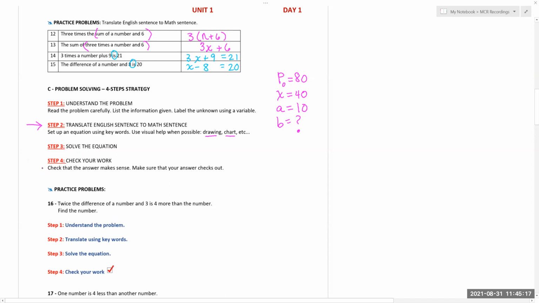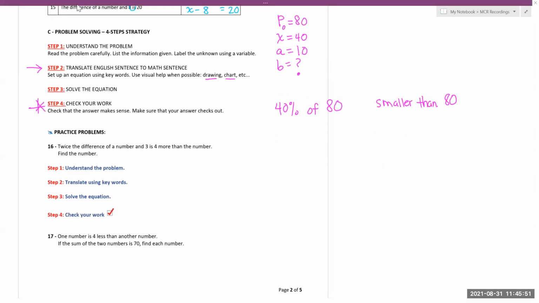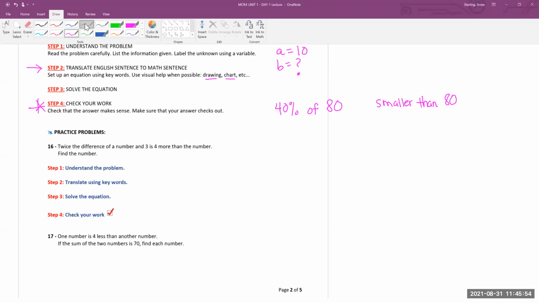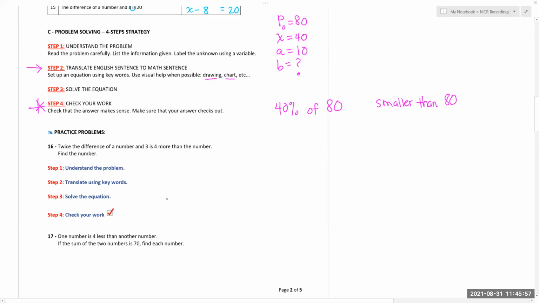Not only can I sometimes put the answer back, but also think common sense. If I'm looking for a number that's 40% of 80, 40% is less than half, so I'm looking for a number smaller than 80. If I type something in wrong and get a bigger number, that should be my hint that it wasn't right. So always check your work and think, does that make sense? If it's an equation, you want to plug the answer back in. So then there's some practice problems here. Again, pause the video, try the practice problems, and then come back.